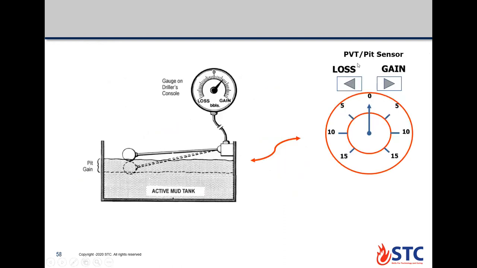Also here for a PVT, pit volume totalizer or pit sensors, if we have a pit gain, okay, for example here 3 barrel, 6 barrel, as you see here, so we have a kick, we need to shut in the well immediately. As you see here for the pit deviation gauge, we adjusted for loss and gain. So we're going to adjust the high value to be 5 barrel and the low value to be -5. If there is a sudden jump of 1, 2, or 3, or 5, so we have a kick. If more than 1.5, for example here 6 barrel, the alarm will be turned on, okay?